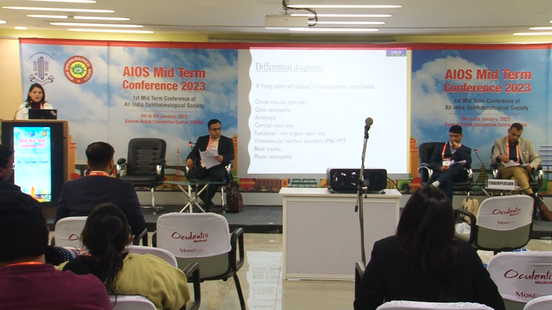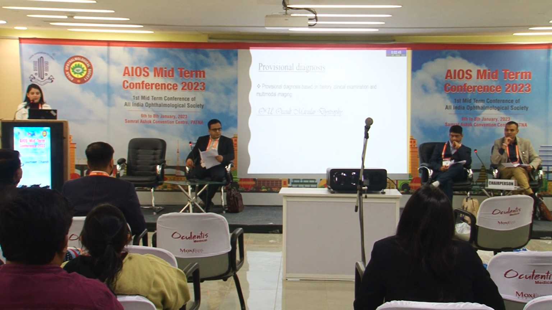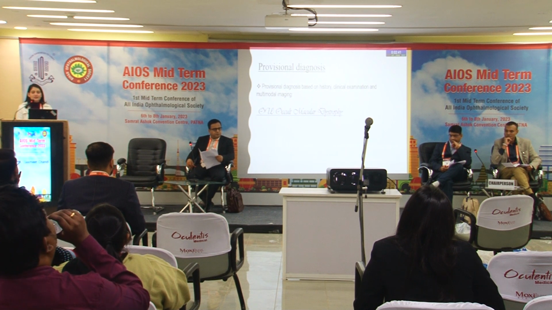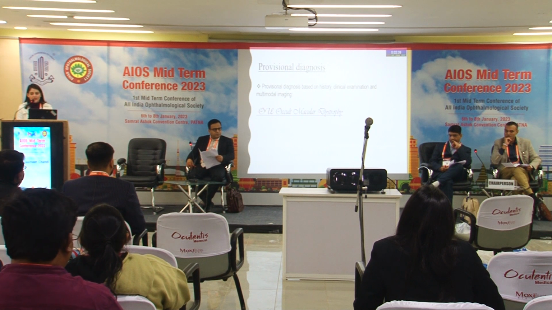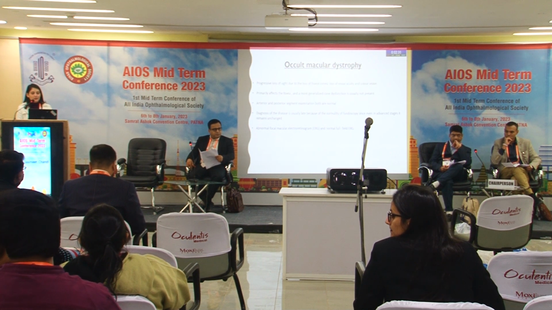He could be suffering from amblyopia, cortical vision loss, functional or non-organic vision loss, vitreomacular adhesion or traction, blunt trauma or photic retinopathy. So come to a provisional diagnosis that the patient is suffering from occult macular dystrophy in both the eyes. Occult macular dystrophy causes progressive loss of sight due to loss of foveal cones, leading to loss of visual acuity and color vision.